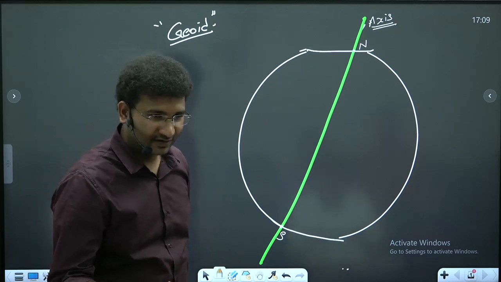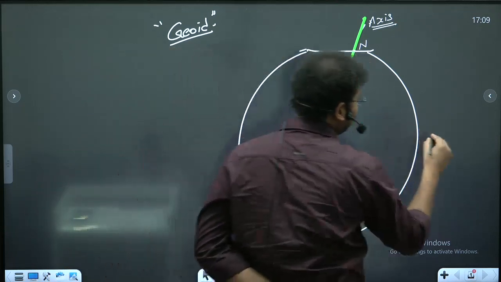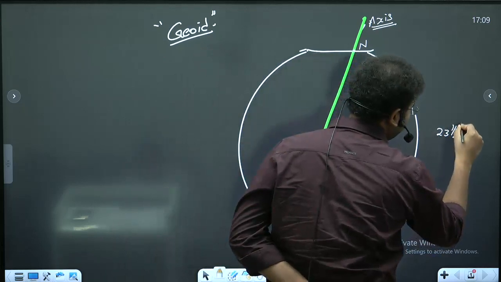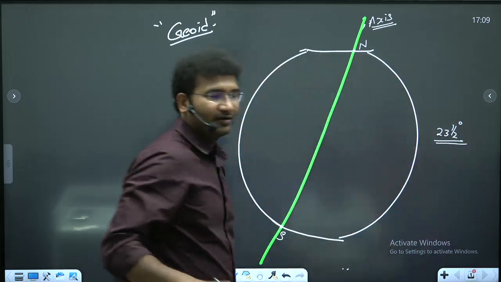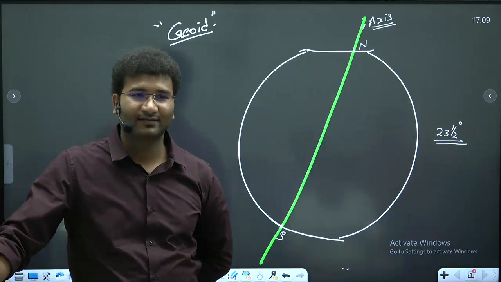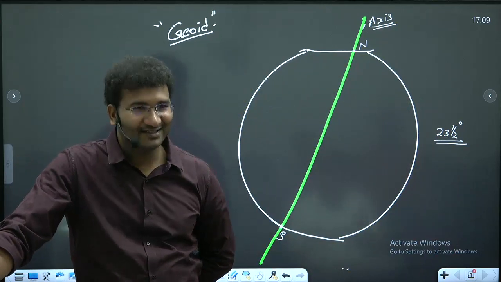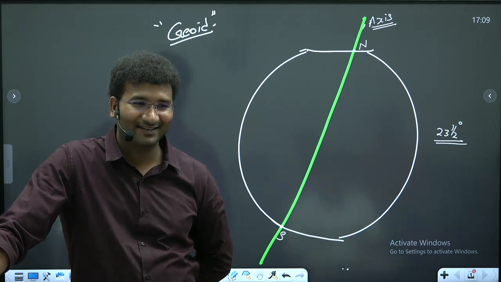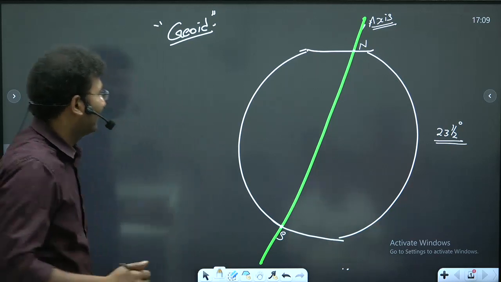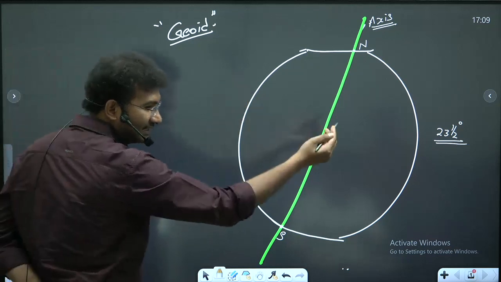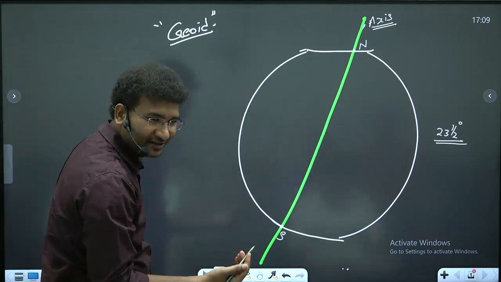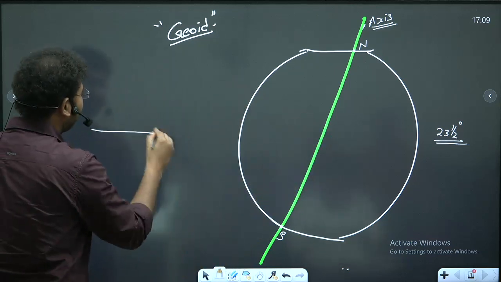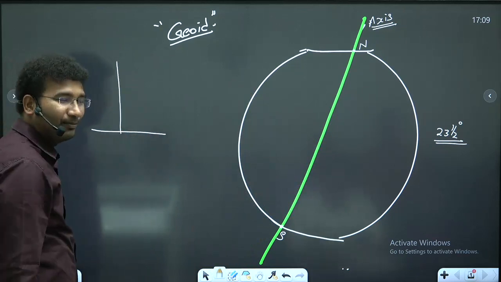23 and half. Okay? I told you this axis is tilted with 23 and half degrees. From where? In the last class I have told you our Earth axis is 23 and half degrees tilted when a perpendicular is drawn to the orbital plane of the Earth.